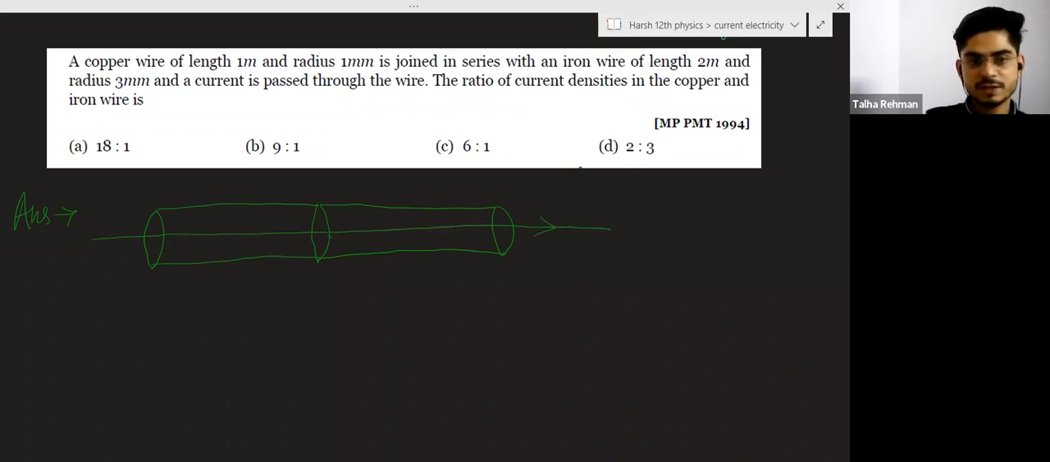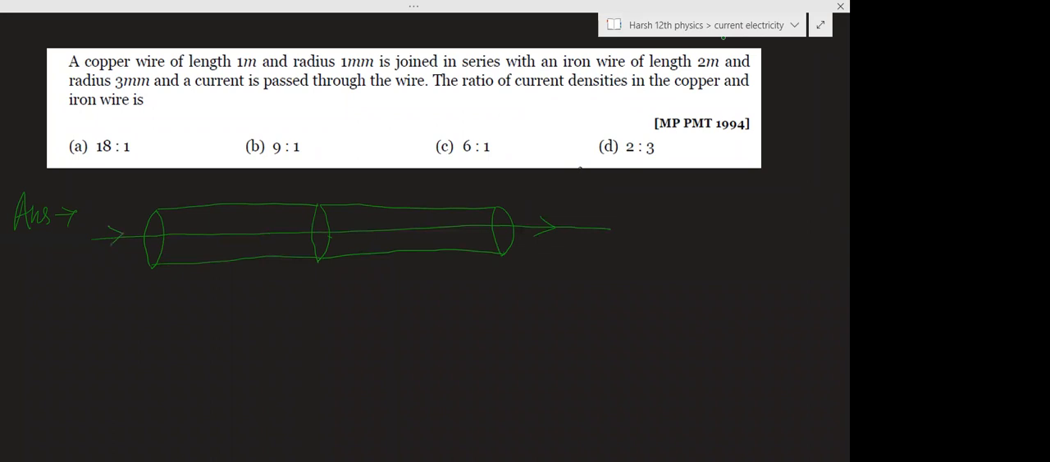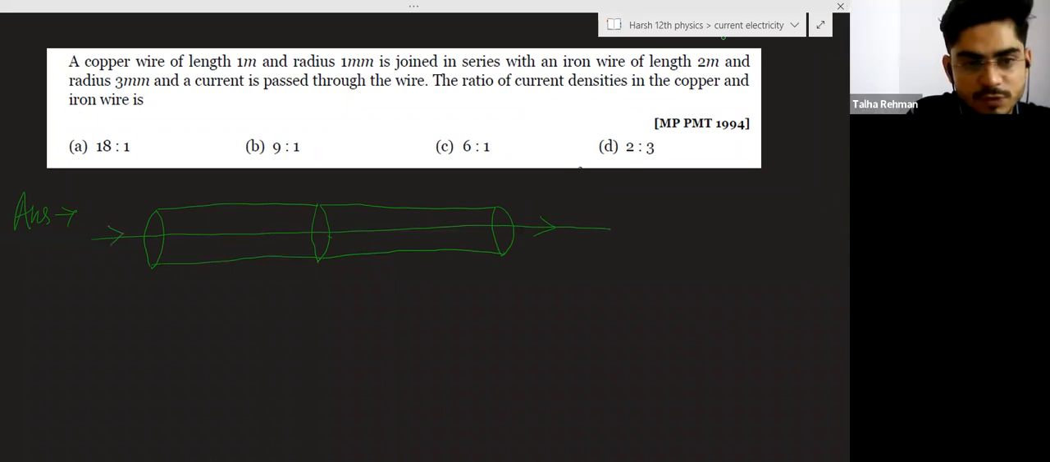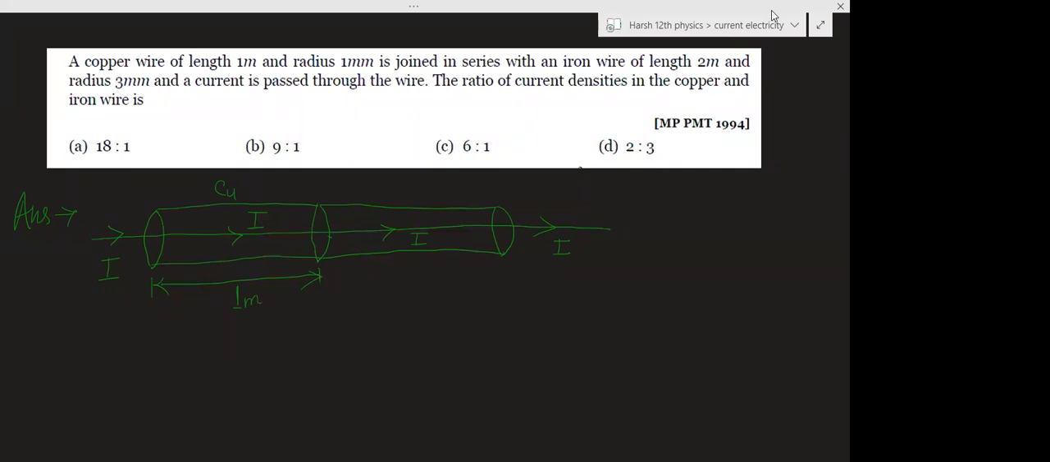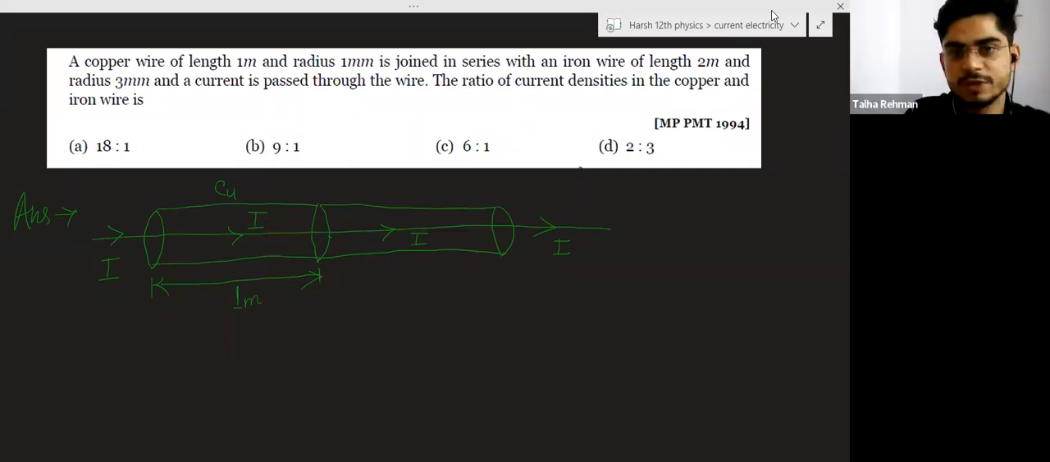In series connection, the current is the same. In both the wires, the current will be the same. So suppose the current I is flowing in this wire, and in this wire also the current I is flowing. And suppose this is a wire of copper, and length is given as 1 meter. And the length of this wire is given as 2 meters.